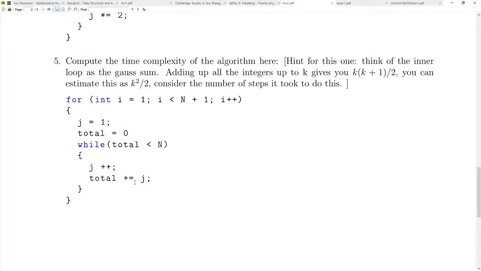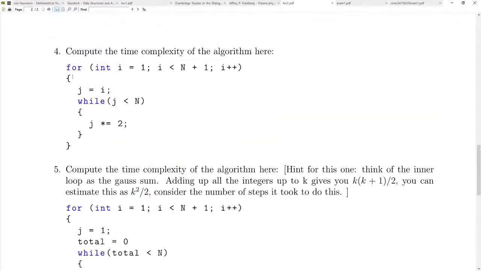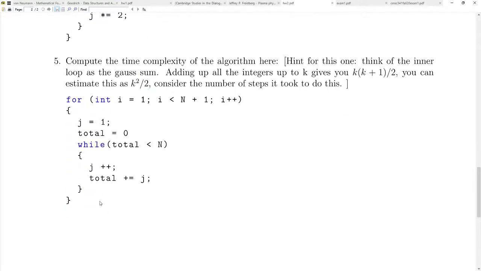And then here I give a big hint about how to count up these while loops. This one is a huge, unbelievably huge hint. I mean, this is basically giving you the answer. Think of the inner loop as the Gauss sum. It's an analogy to this one. If this one takes about the L word of time, then what would this one take?